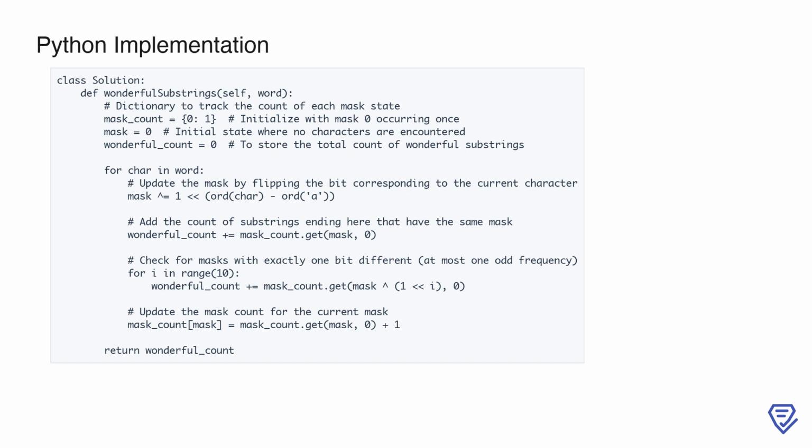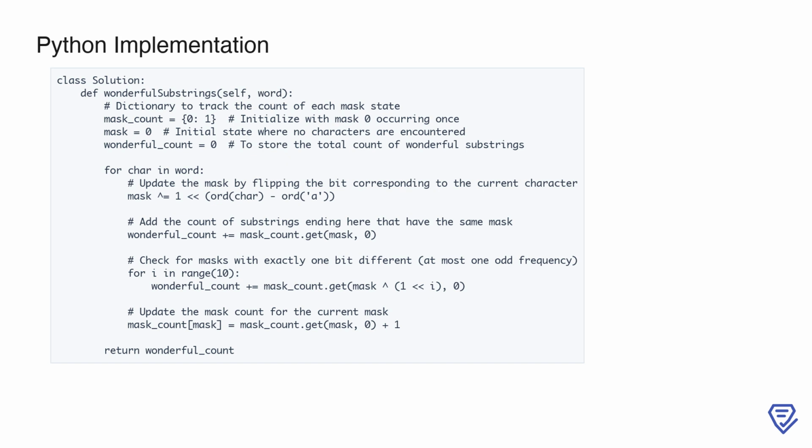2. Iterate through word. For each character in word, calculate its bit mask representation relative to the current state by flipping the corresponding bit. This is done using mask ^= 1 << (ord(char) - ord('a')). 3. Count wonderful substrings. Add to wonderful_count the number of substrings ending at this position that share the same bit mask. These are substrings where all character frequencies are even. Check for substrings where exactly one bit is flipped, one character with an odd frequency. This is done by iterating through all 10 possible bits, representing A to J, and checking mask ^ (1 << i).